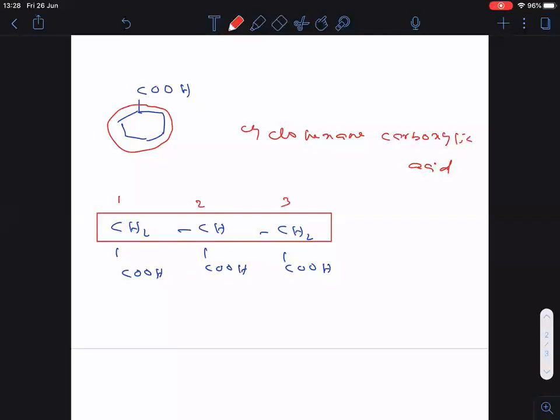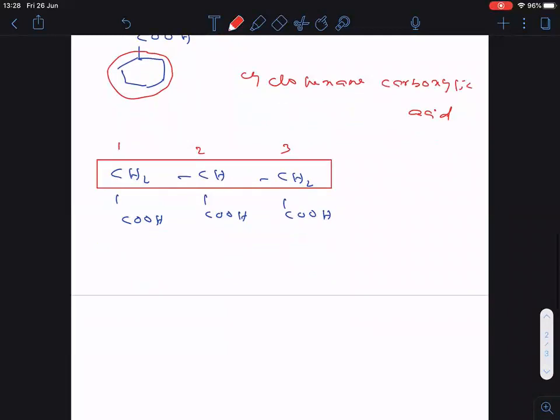Therefore, now numbering 1, 2, 3, you can number from that side also, no problem. Therefore, what is the name of this one now? 1, 2, 3, propane, tricarboxylic acid. Clear? Propane-1,2,3-tricarboxylic acid.